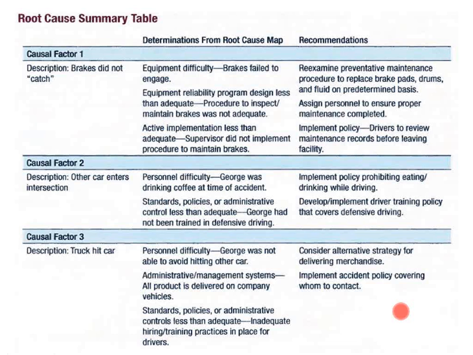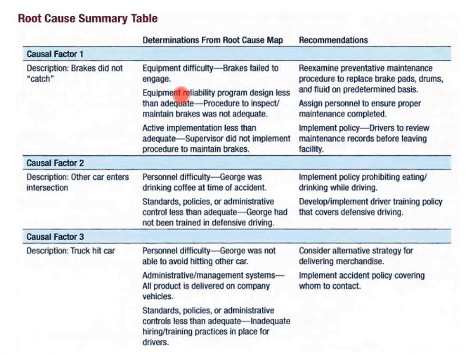Now in the summary, what they do is causal factor 1, where the first part showed the CF in the very first one, that the brakes did not catch. And so the determination: brakes failed to engage, and then the recommendation is re-examine the preventive maintenance procedure, replace brake pads, drums, and fluid on a predetermined basis. This is where it goes back to help prevent future incidents, even though maybe some of these weren't the exact root cause, it could have been one of the root causes.